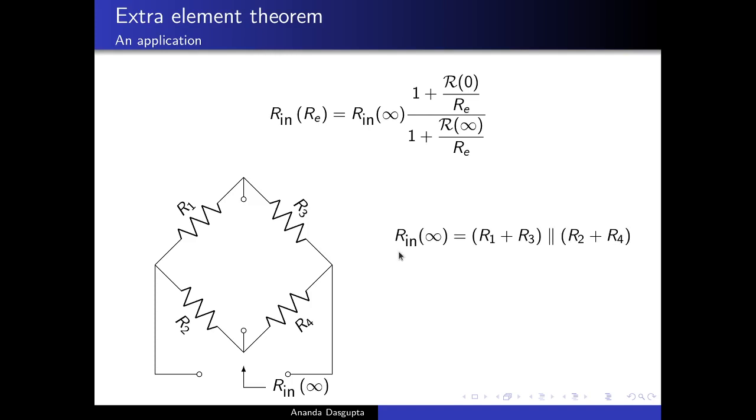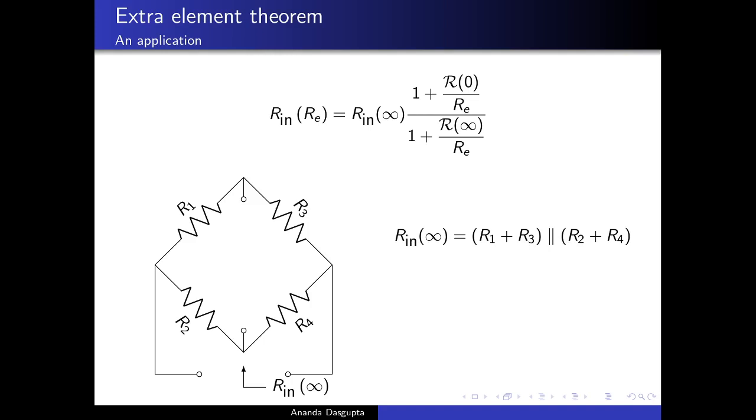What is Rin infinity? Well, you just remove the extra element. So R1 and R3 are in series, R2 and R4 are in series again, and the two are in parallel, and that's what Rin infinity is. R1 plus R3 parallel to R2 plus R4. Note that this in itself is a low entropy expression in the language of Middlebrook.